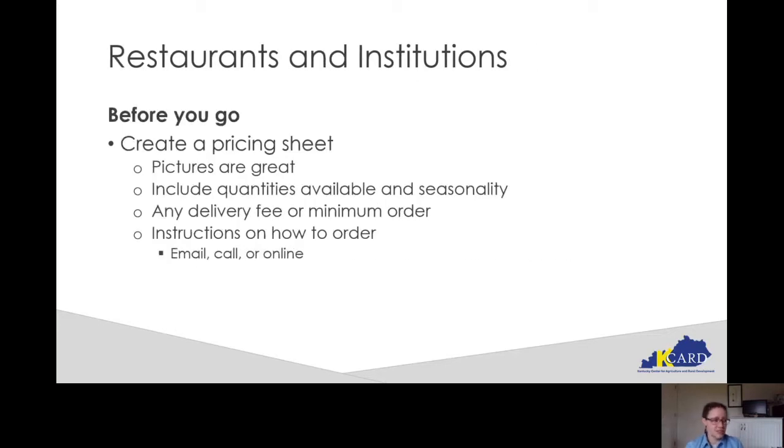For restaurants and institutions, before you ever go, make sure you have a pricing sheet. You want to have pictures on it if you can. Include the quantities available and when they're available, the seasonality. Make sure on that pricing sheet is any delivery fee or a minimum order, and instructions on how to order, whether it's email, they call you, it's online, they text you. Restaurants want to be able to order easily and efficiently. So make sure you have all that in place.